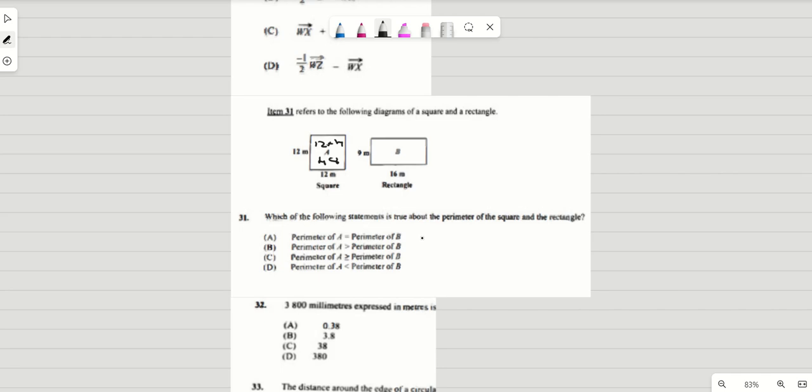Rectangle is 9 plus 9 plus 16 plus 16. 9 and 9 is 18, 16 and 16 is 32. All right, so this is 50. So our square is 48 and our rectangle is 50. Let's see what they say. Perimeter of A and perimeter B are equal? No. Perimeter A is more than perimeter B? No. The answer is D. Perimeter A is less than, so 48 is less than 50.